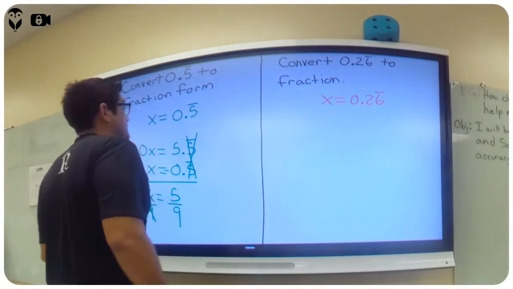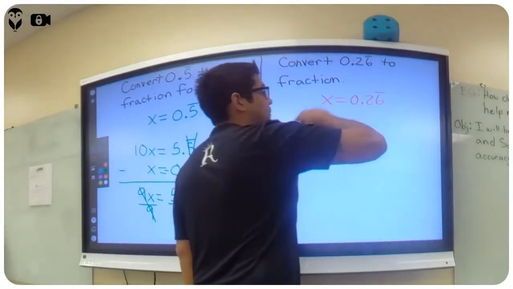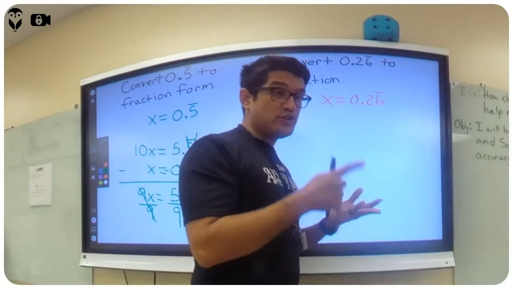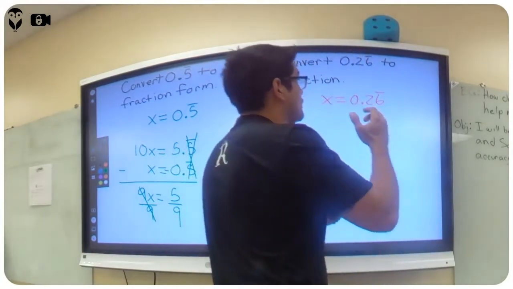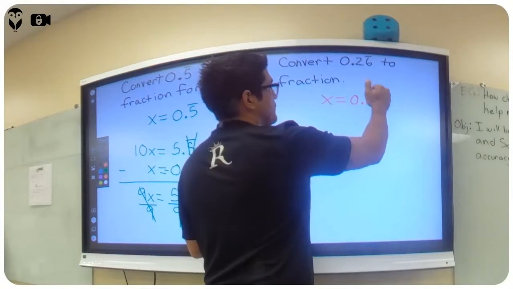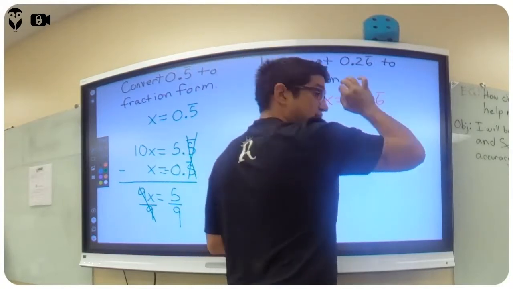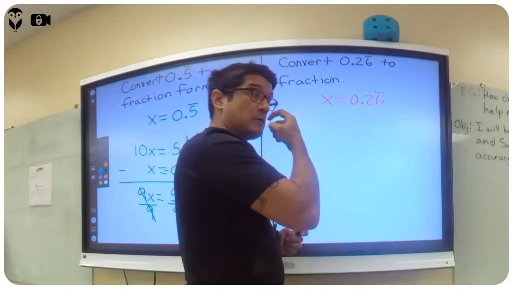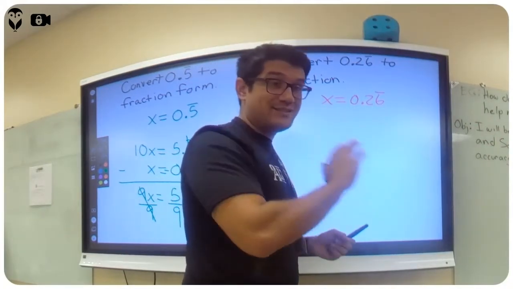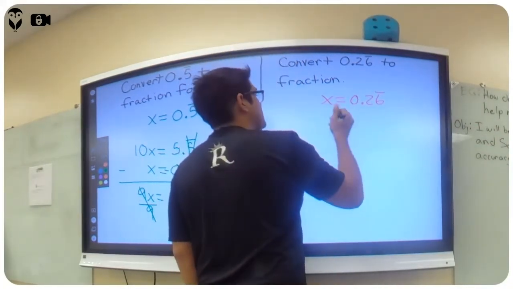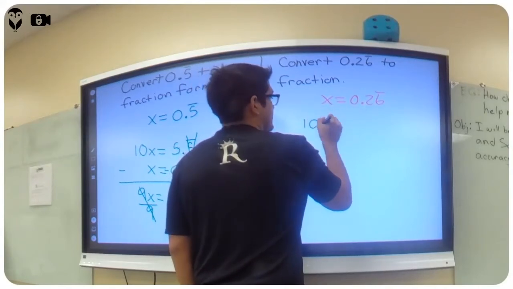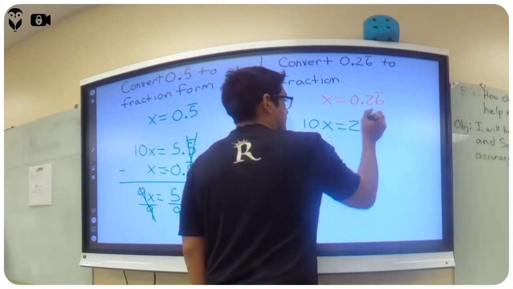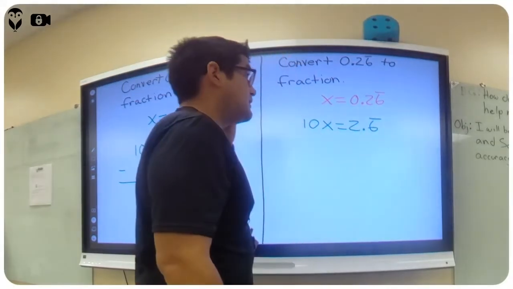Second step, in blue, you're going to multiply both sides by a number, by 10, 100, 1,000. It depends completely on how many numbers are repeating. Now, the 6 is the only number repeating. So there's only one number repeating over and over again. So we're still multiplying both sides by just 10. So multiplying both sides by 10 will give you this. 10x equals 2.6, and this is still repeated forever. So 2.6.